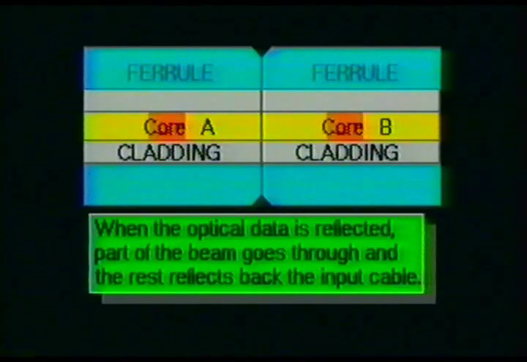Reflection loss occurs when light passes between two fiber core materials with different refractive indexes. This loss can be reduced with the use of anti-reflective coating at the ends of the fiber cables. Index matching fluids may also be used to remedy this loss.